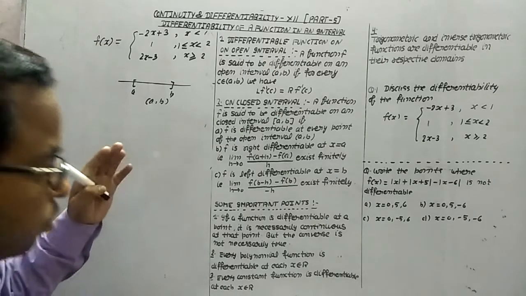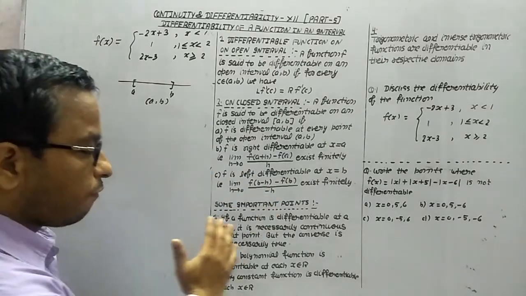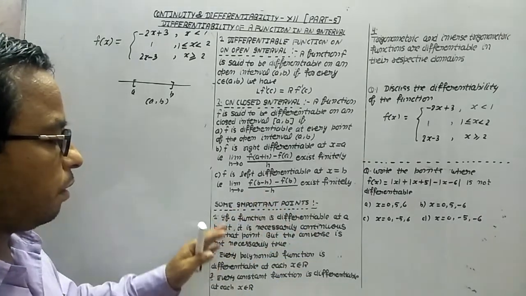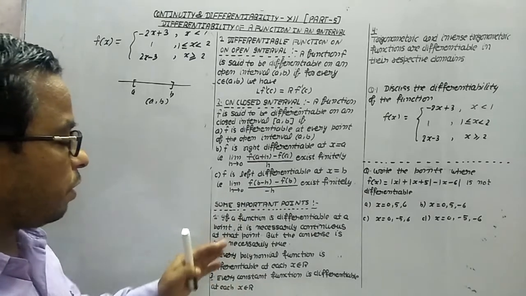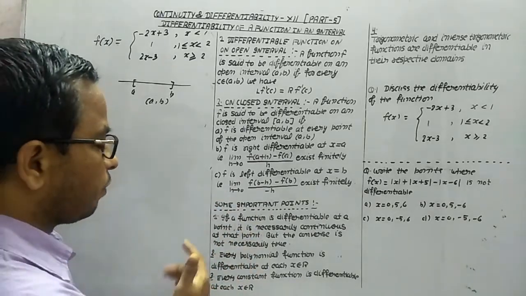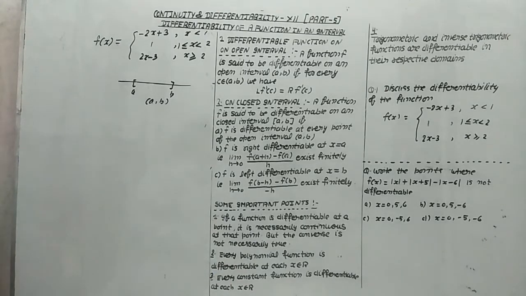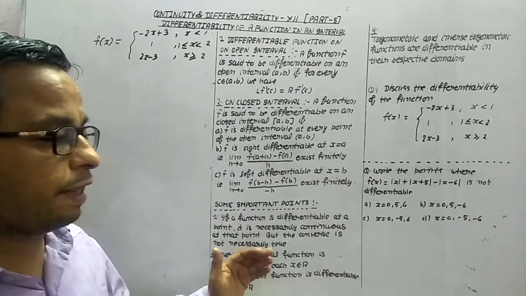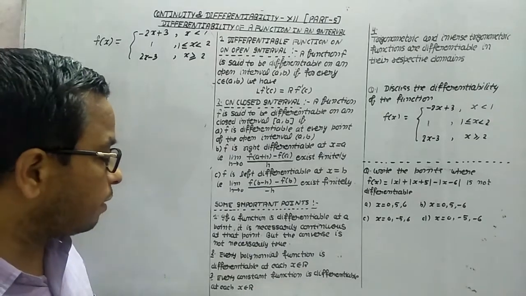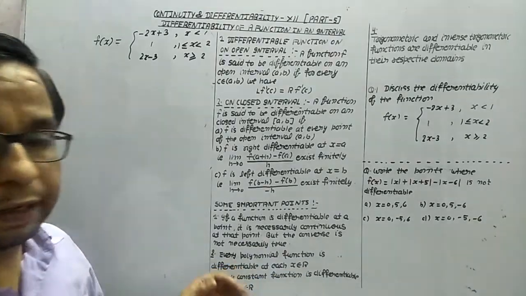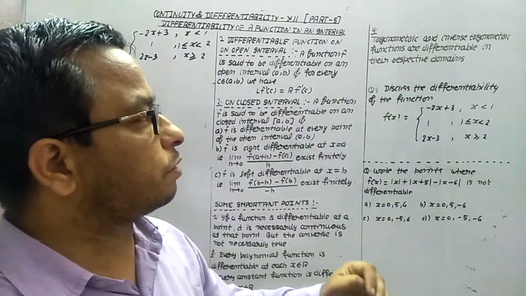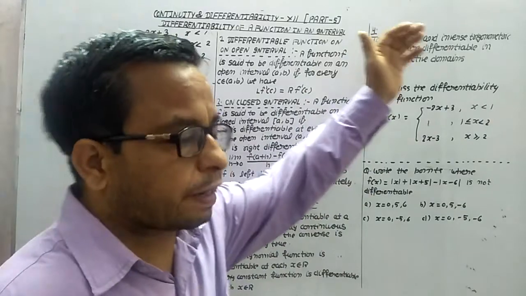So now some important points. Number 1, if a function is differentiable at a point, it is necessarily continuous at that point, but the converse is not necessarily true. Second, every polynomial function is differentiable at each x belonging to R. Third, every constant function is differentiable at each x belonging to R. And the fourth point, trigonometric and inverse trigonometric functions are differentiable in their respective domains.